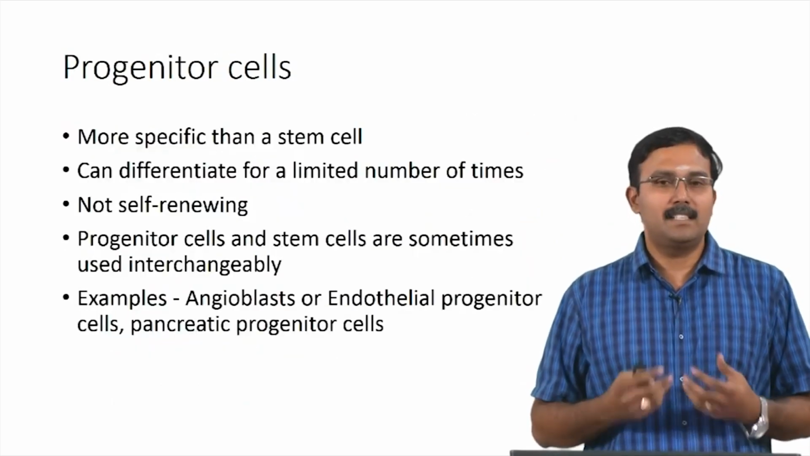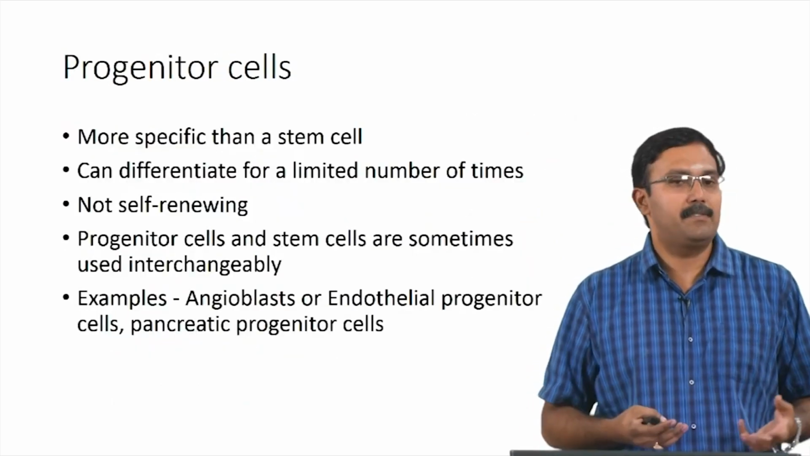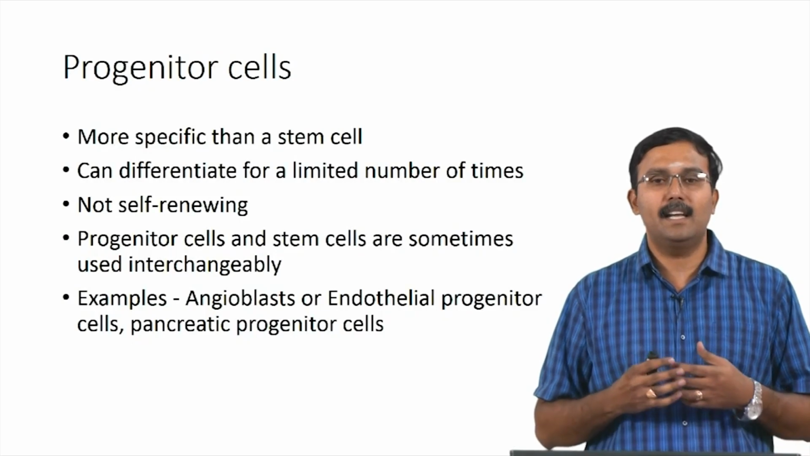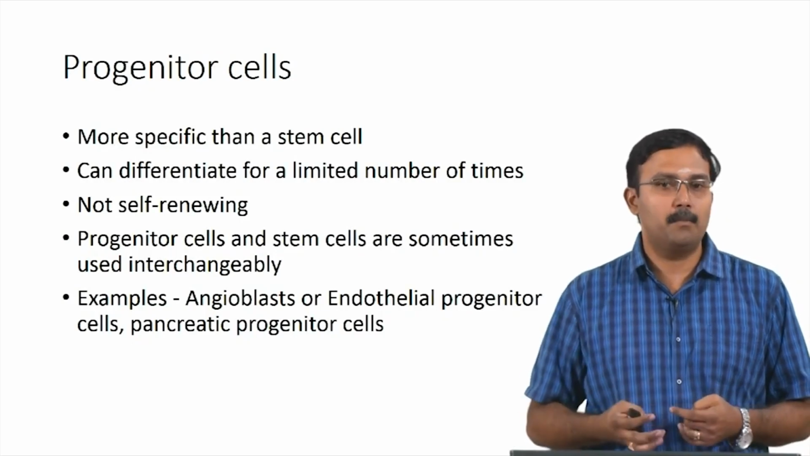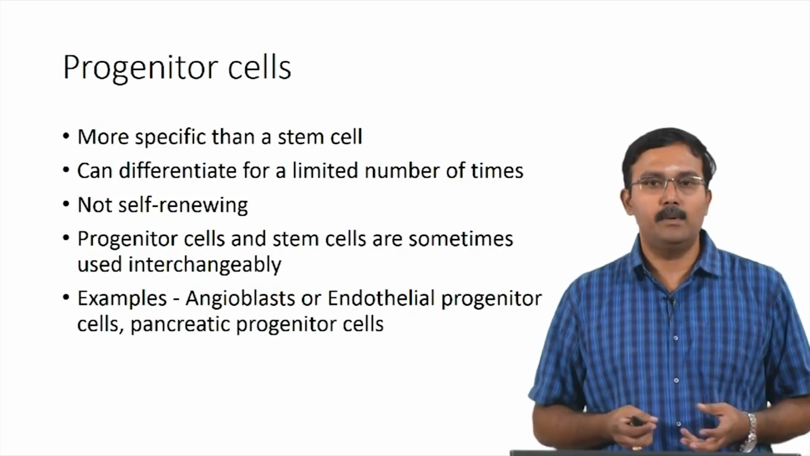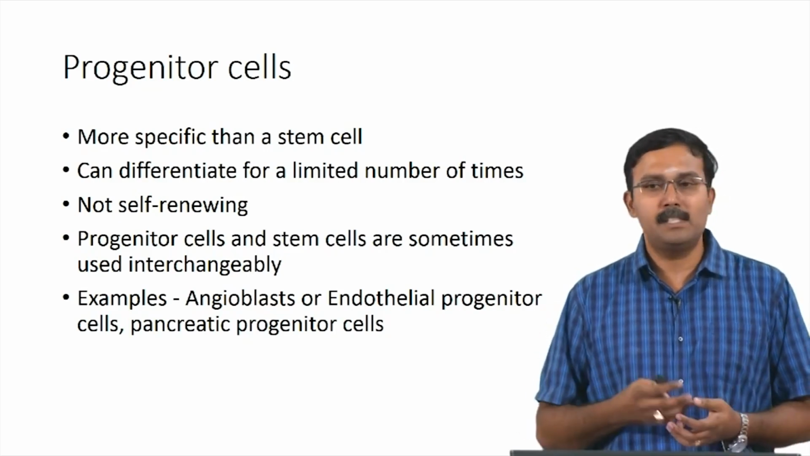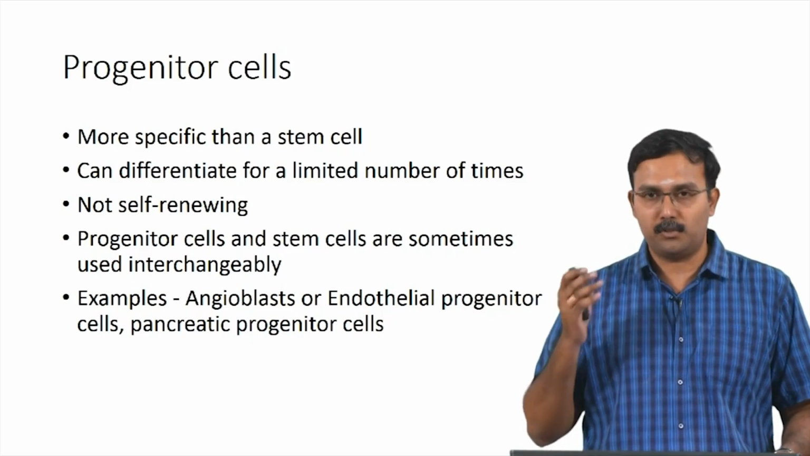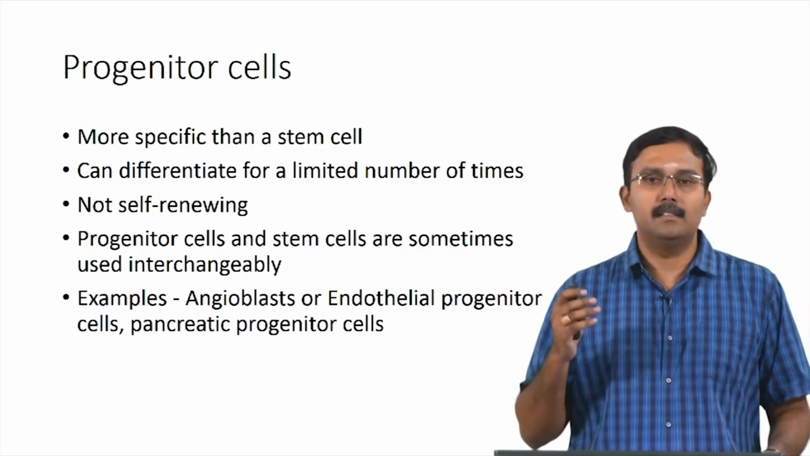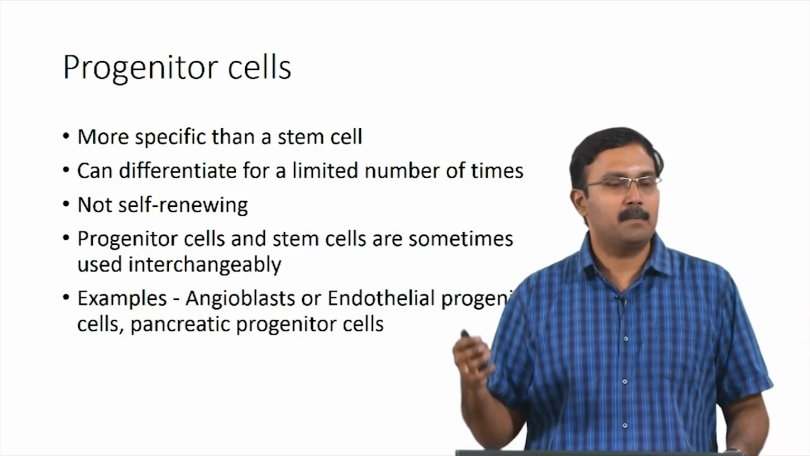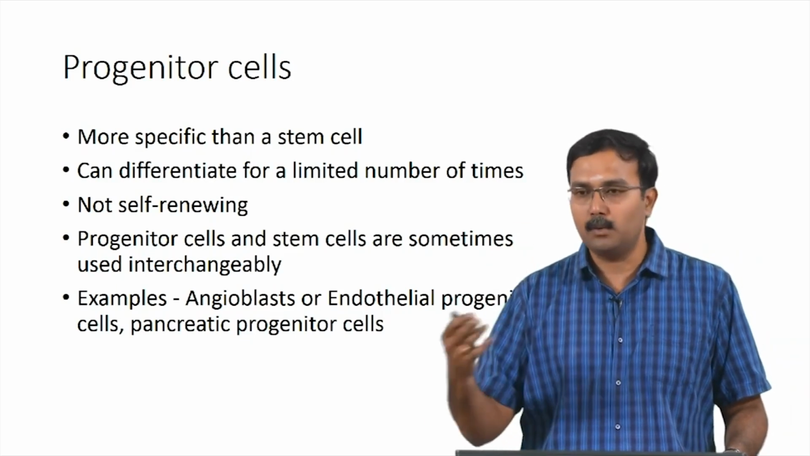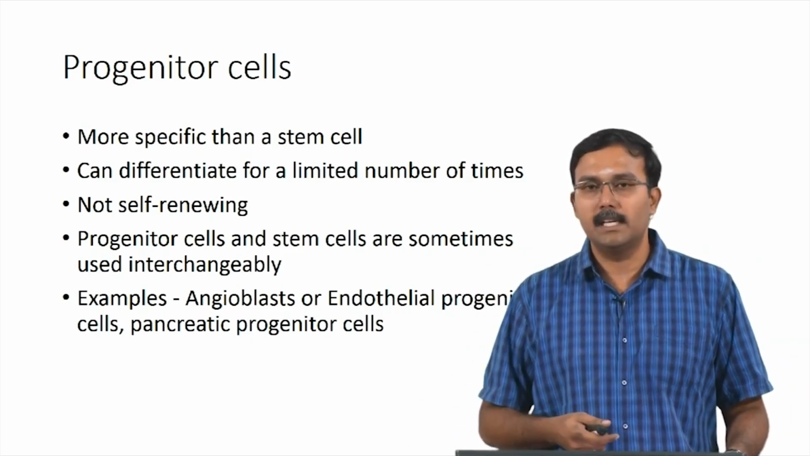Progenitor cells are cells which are more specific than the stem cells, and they can differentiate for a limited number of times. These are not self renewing, but in some literature you would see that they are used interchangeably, which is not correct. Endothelial progenitor cells or pancreatic progenitor cells are cells which are committed towards a particular lineage.